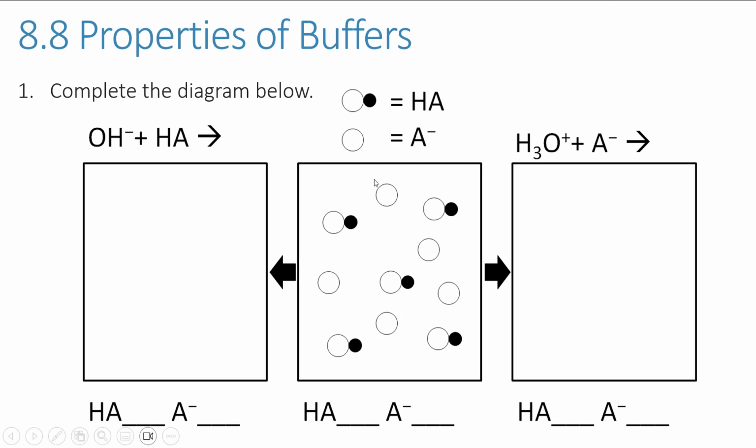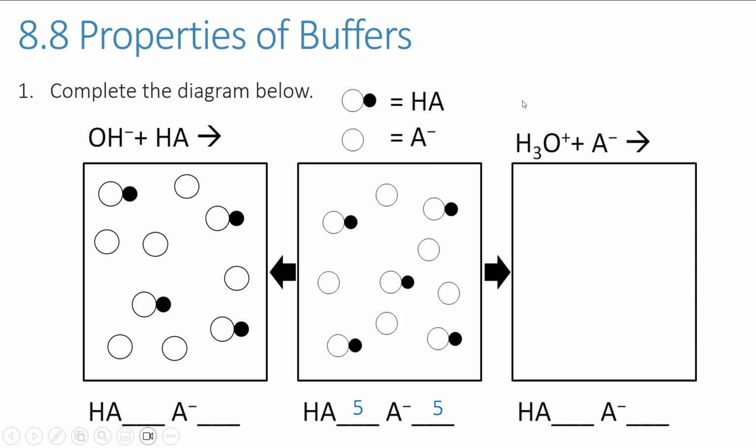So we're going to complete this diagram here. This diagram is showing us our buffer in the middle, and it's showing us what happens to that buffer when we add an acid or when we add a base to the buffer. So first, let's start by counting the components of our buffer here. So I have 1, 2, 3, 4, 5 HAs, 1, 2, 3, 4, 5 A minuses. So right now this is an equimolar buffer, and the pH would just be equal to the pKa here.